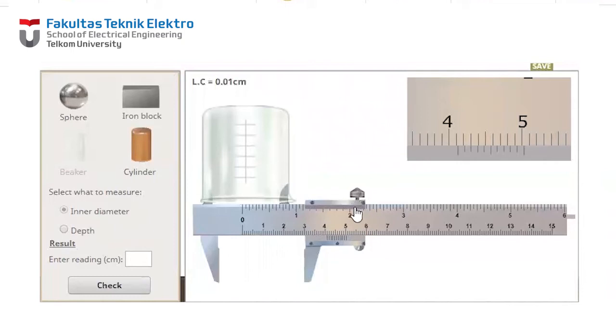Next, the way we measure the object is we have to look at the lowest scale and the highest scale first. As we can see on the screen, the lowest scale of the object is 4 and the highest is 5. Next, we look at where the vernier or nonius scale started from. As we can see here on the screen, the 0 of the nonius scale started from 4.1, right here.